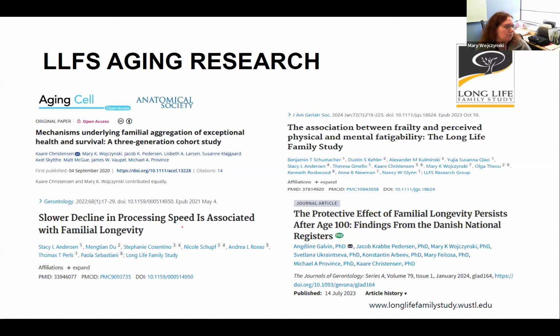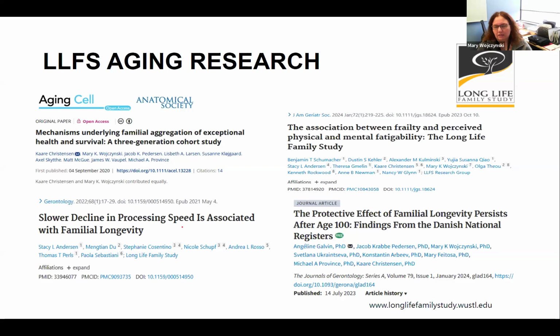So in terms of what we've done so far, I've selected 3 broad research areas and papers that we have done. We do a lot of aging research. We are a study of aging and longevity. So our colleagues from Denmark have looked at mechanisms that underlie family aggregation of exceptional health and survival, and that's looking at 3 generations of the Danish data. We've also seen that there's a slower decline in cognitive processing speed, which is associated with our families that we don't see in the general population.